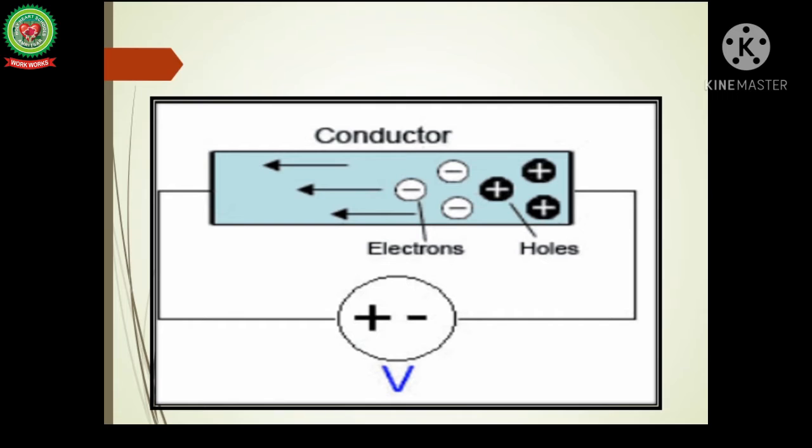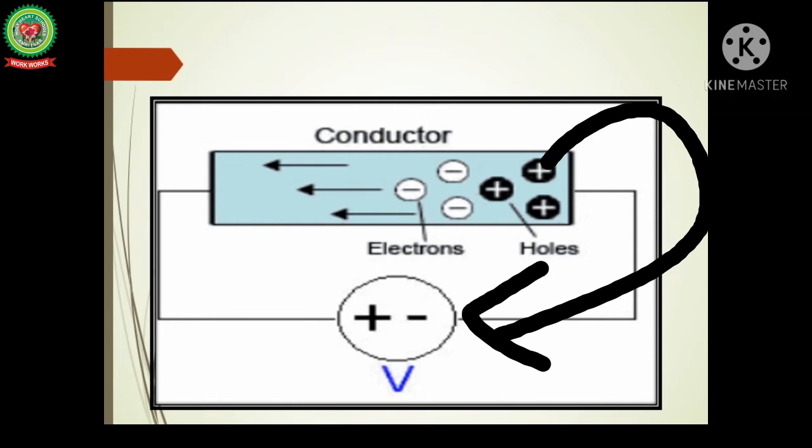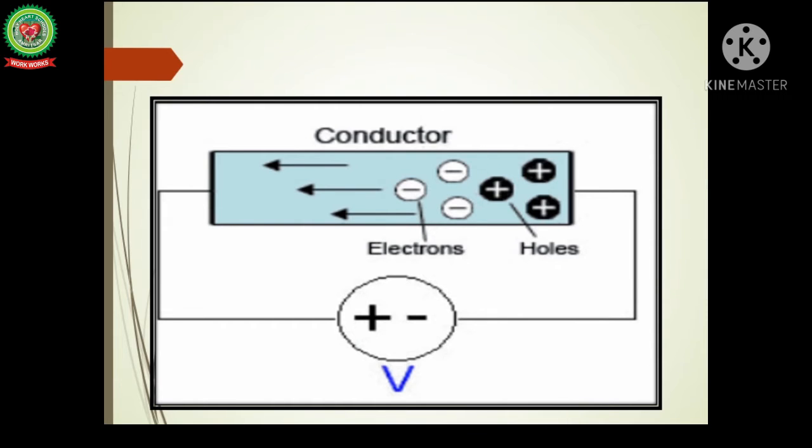Children, here in this picture we can see a conductor which is connected with a cell of potential difference V. Now here we can see the electrons always drift towards the positive terminal of a cell, and the holes or protons are always directed to the negative terminal of the cell. Now let's find the value of current.